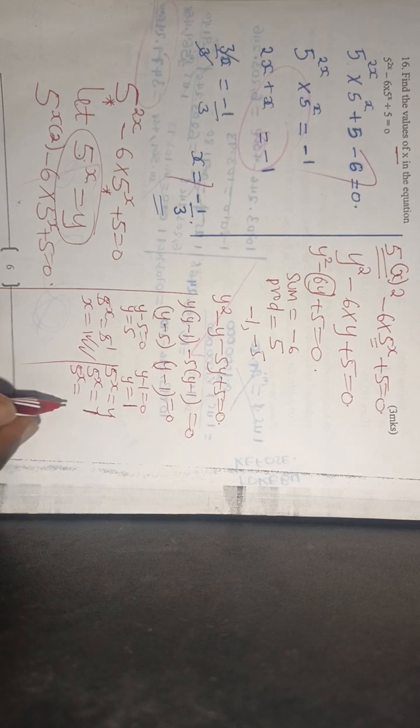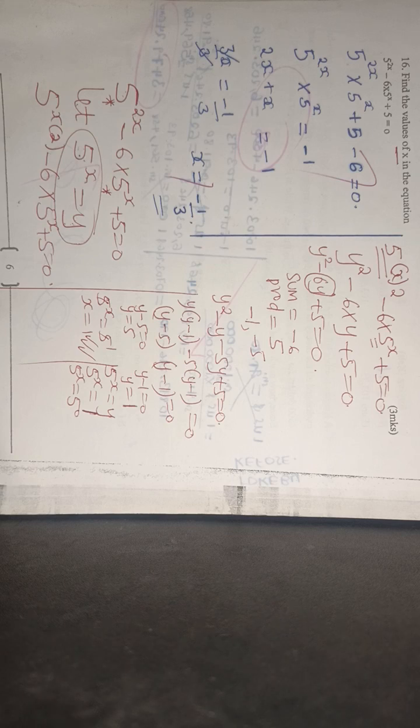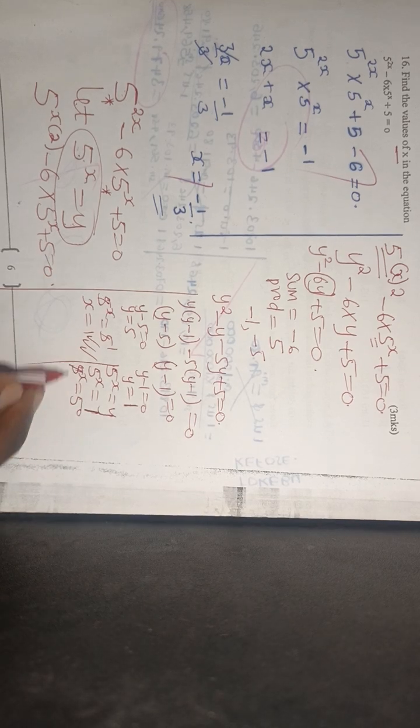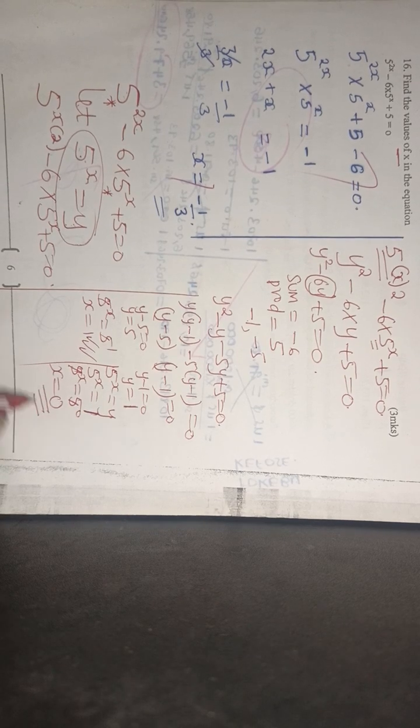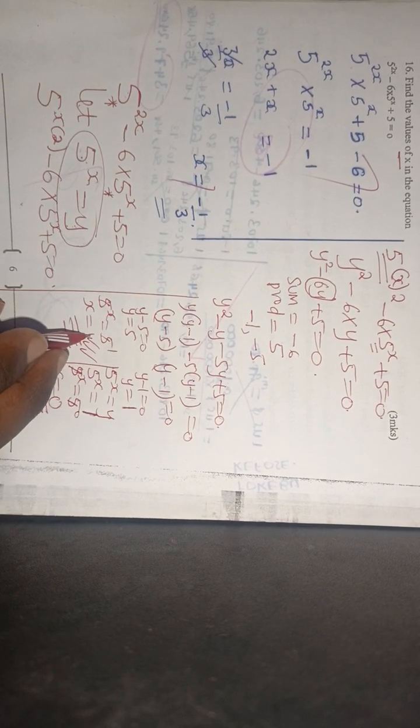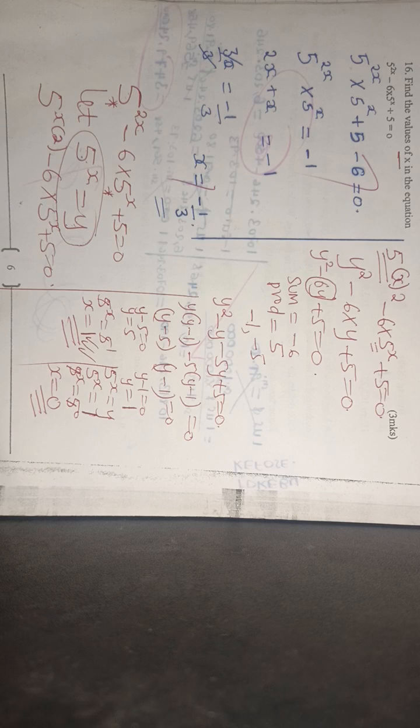So you can rewrite that as 5 raised to 0, because we said in this topic called laws of indices that any number raised to 0 is 1. So 5 raised to 0 is 1. So that 5 and 5 will drop. So again, our other x becomes 0. So those are the two possible values of x as far as this question is concerned.